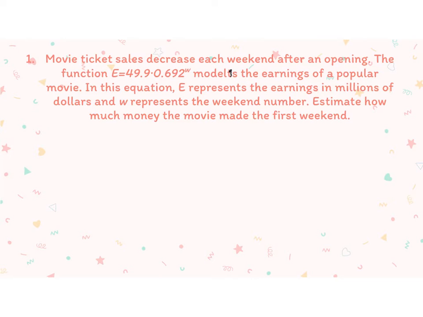So if we are trying to figure out how much money the movie made the first weekend, first of all, we're given an equation. We know that we can use that equation. We know that W is our independent variable here. That's the variable that we need to find some value to plug in for. W represents the weekend number. We are looking at the first weekend. That means W is going to equal 1.